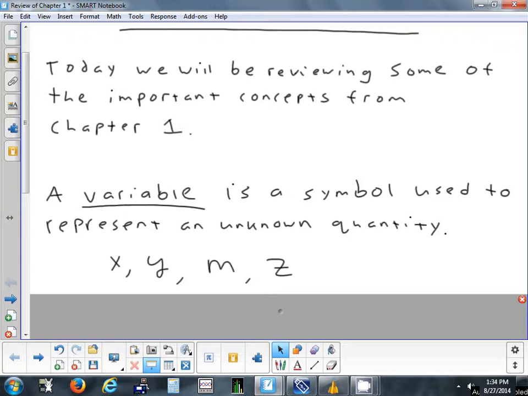Generally, I'll try to draw a Y like that so it doesn't look like an X. Some people make a Y like this. That looks fine, but if you start to get a little sloppy with your Y, now I'm not sure if it's a Y or an X. So I'll try to be very clear when I draw a letter. Any questions on what a variable is?